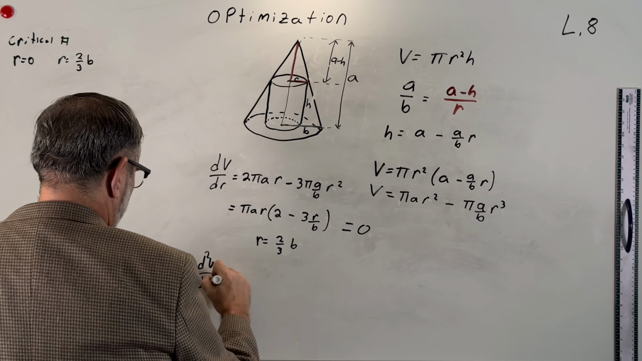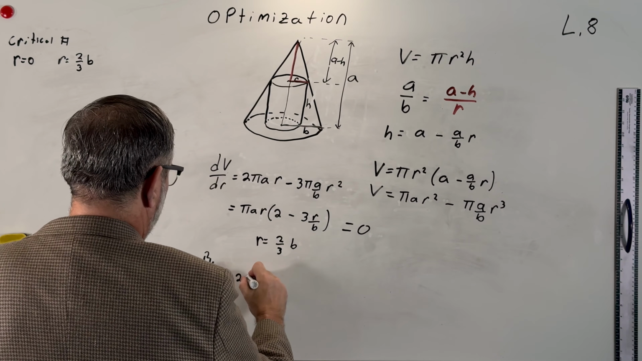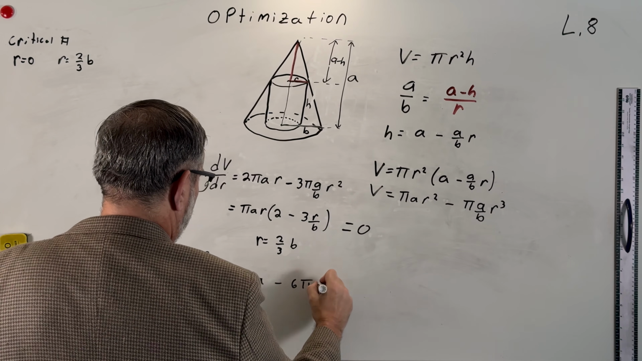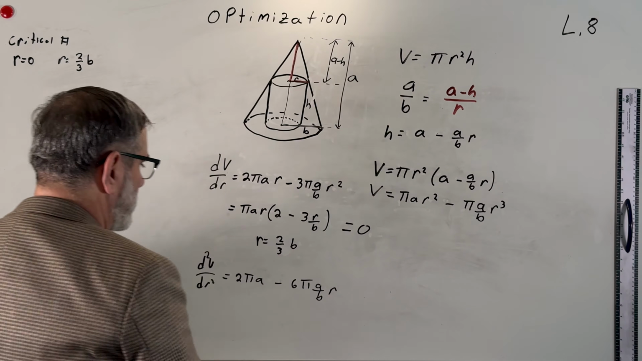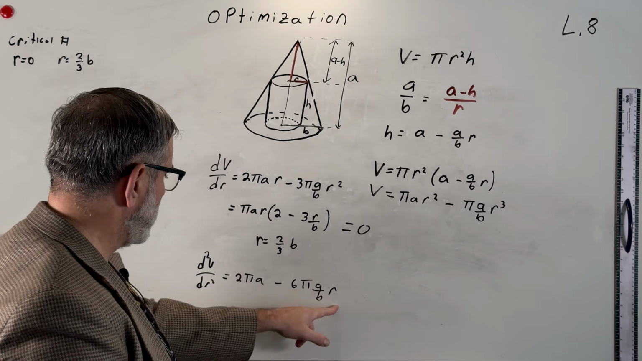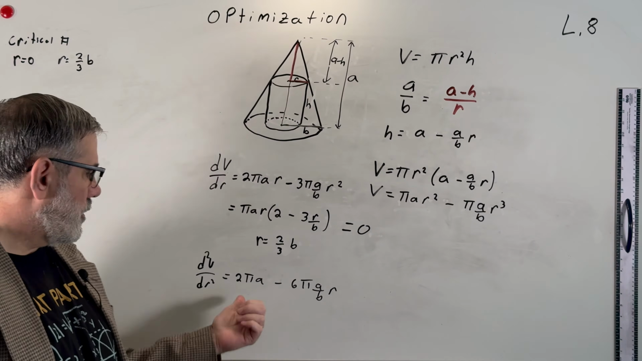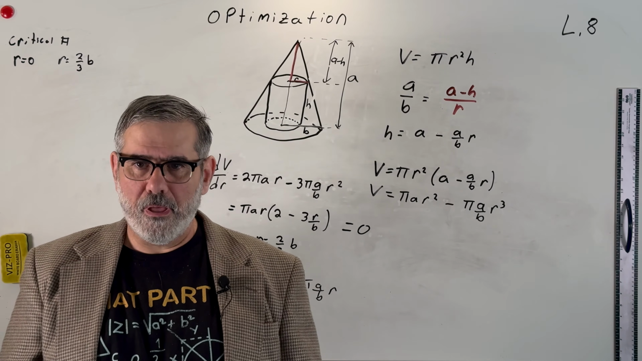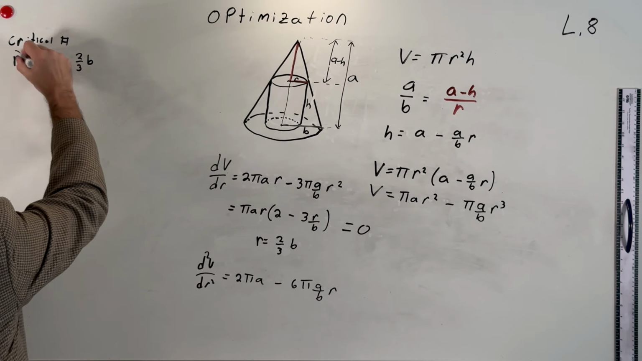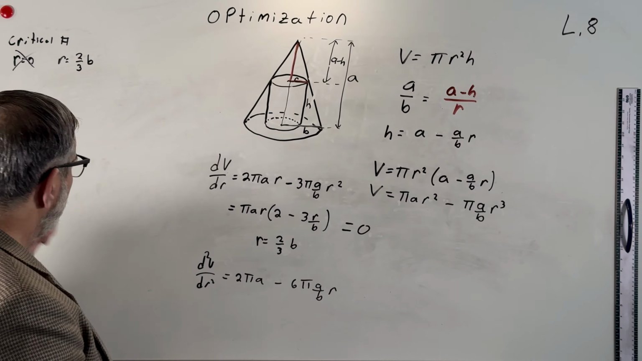d2V over dr squared is going to be 2 pi a minus 6 pi a over b r. And so if we were to plug in r equals 0 into this, we are left with 2 pi a. a is a positive quantity, so that would be a positive value. That would make it concave up, which means a minimum. So r equals 0 is not the one we're interested in, because that corresponds to a minimum. Then we could try r equals 2/3 b.